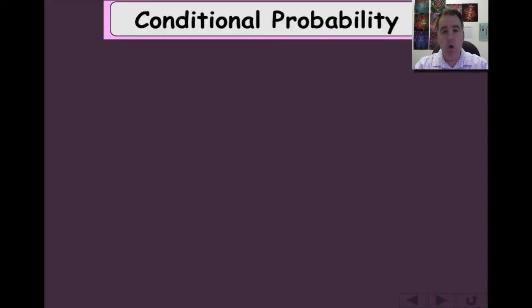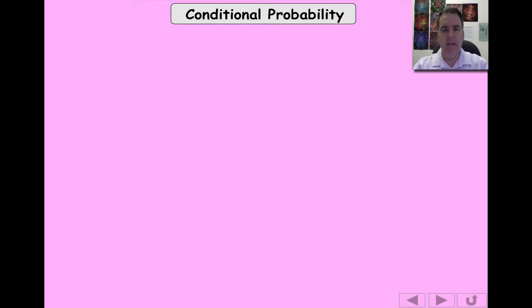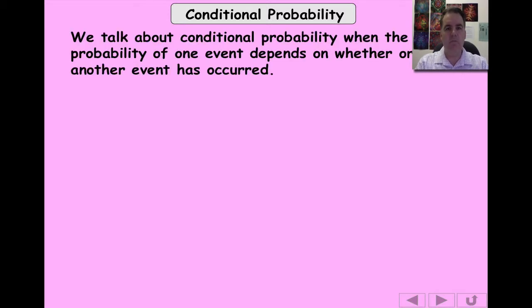Hi everyone, in this video we are going to be looking at conditional probability. This is probably the trickiest topic in probability. We've dealt with the simple ideas of probability, rolling dice, tree diagrams, Venn diagrams, sets and all that sort of thing. So we're going to put this all together now, looking at conditional probability. This is when we're talking about probability where one event depends on whether another event has occurred or not.